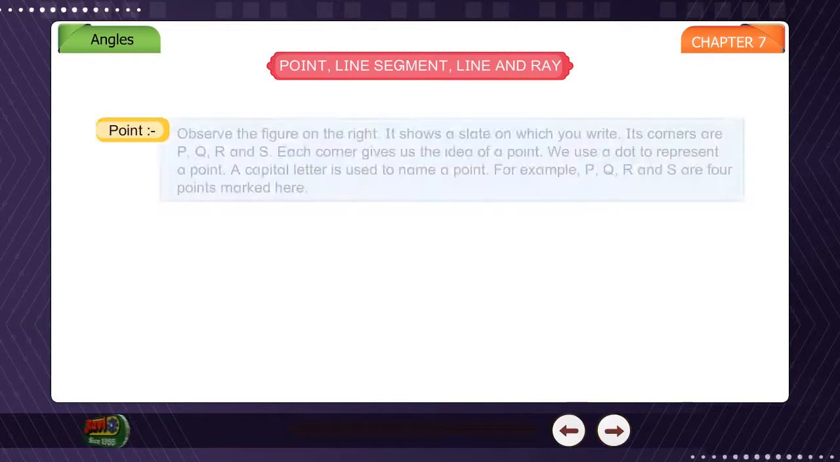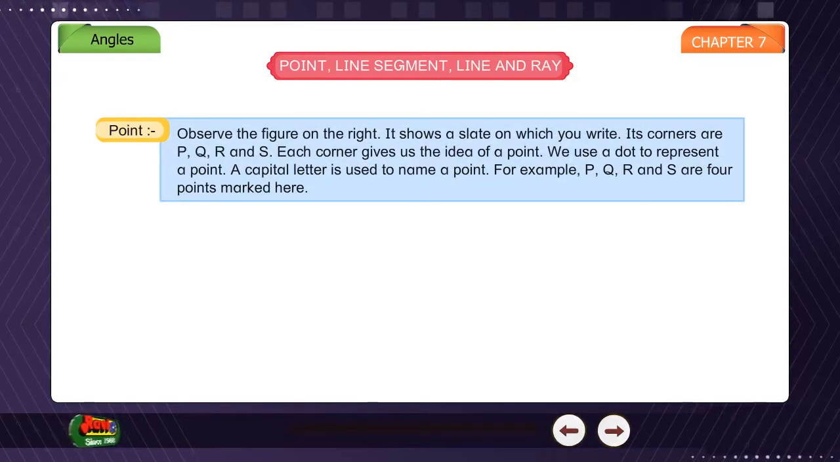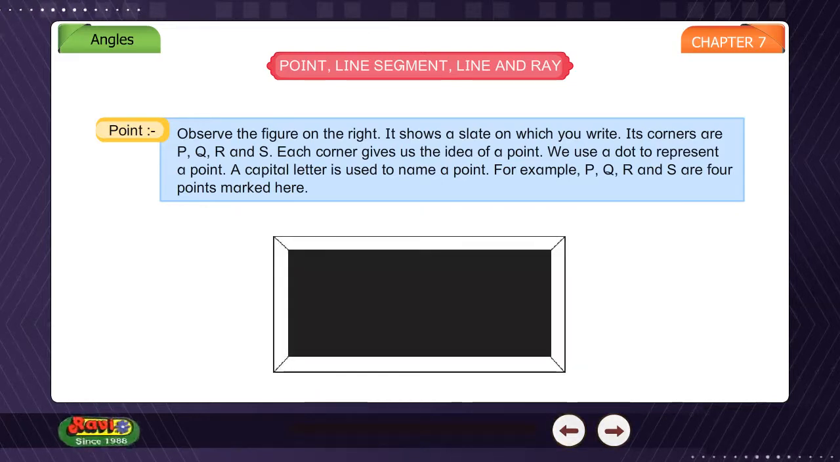Point. Observe the figure on the right. It shows a slate on which you write. Its corners are P, Q, R and S. Each corner gives us the idea of a point. We use a dot to represent a point. A capital letter is used to name a point. For example, P, Q, R and S are 4 points marked here.